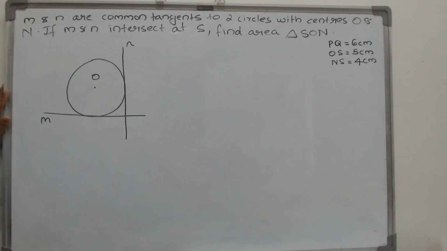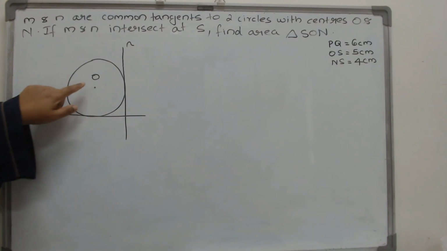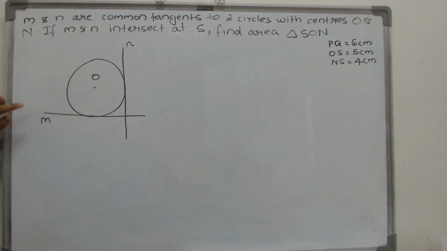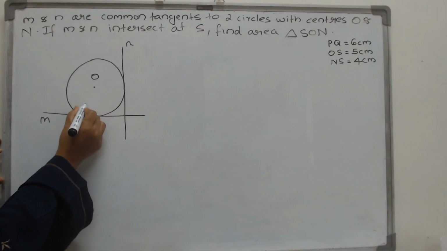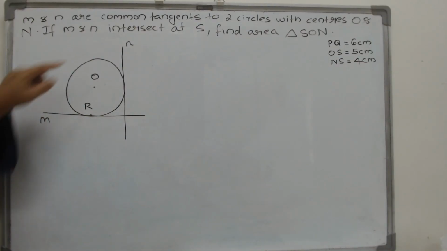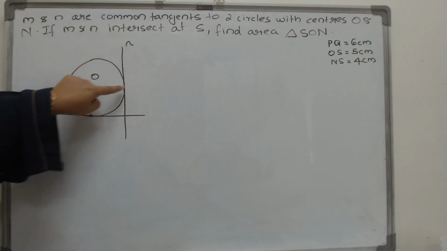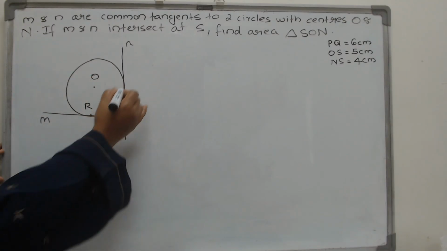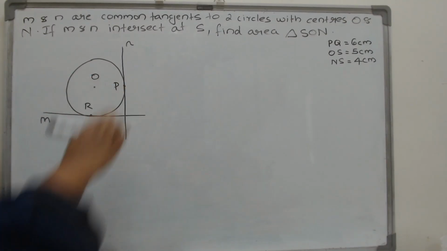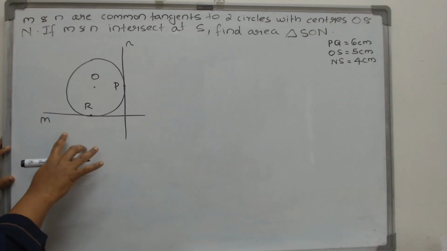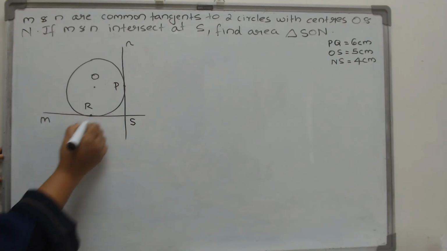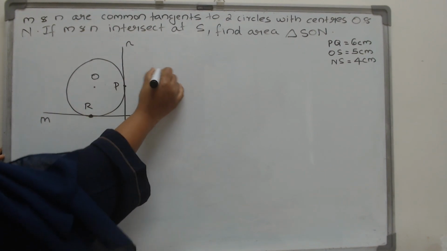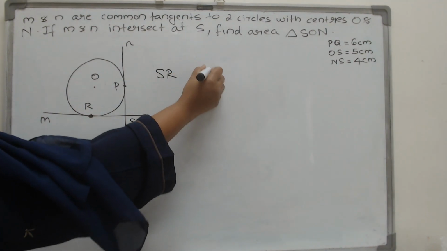Here we have a beautiful circle with its center at the point O. There is a tangent M whose point of contact with the circle is at R. There is another tangent N whose point of contact with the circle is at the point P. These two tangents intersect at the point S. Then what can you tell me about SR and SP?